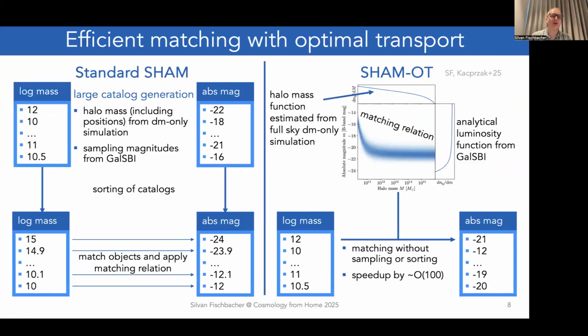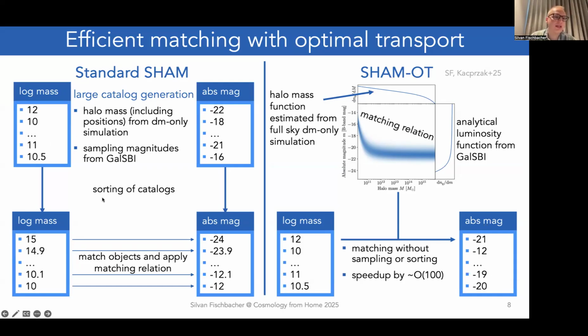Up to now, the way we had to do this was with the standard subhalo abundance matching approach, which means we have this very large halo mass catalog, including the positions that we get from the dark matter only simulation, so in our case Pinocchio. And then we had to sample galaxies with their absolute magnitudes from GalSBI in the same survey area. And this typically had to cover quite large volumes, since we did not want to be dominated by cosmic variance.